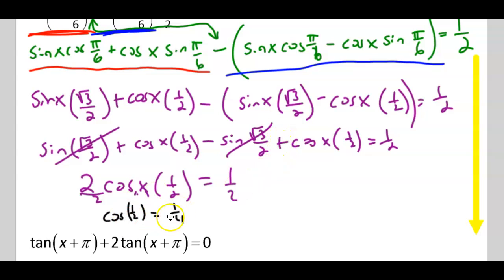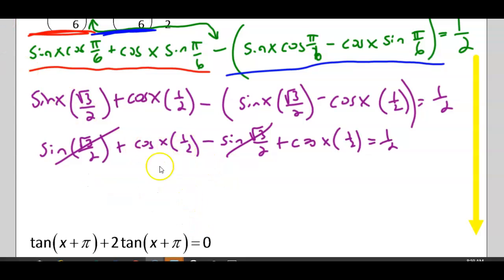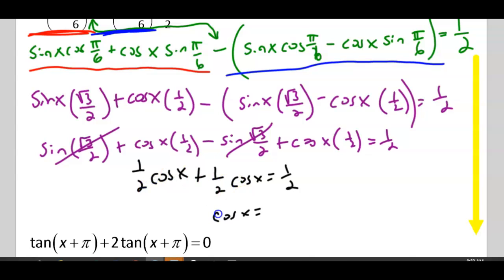All right, so back to this problem. So now look, listen, we got to take this right here. Cosine X times 1/2 is 1/2 cosine X. And then this one right here would be 1/2 cosine X. So now 1/2 plus 1/2 is 1. So cosine X equals 1/2. Y'all see what I did?